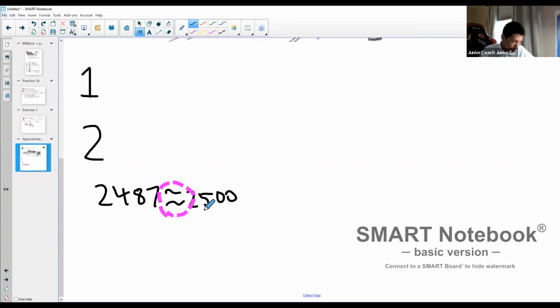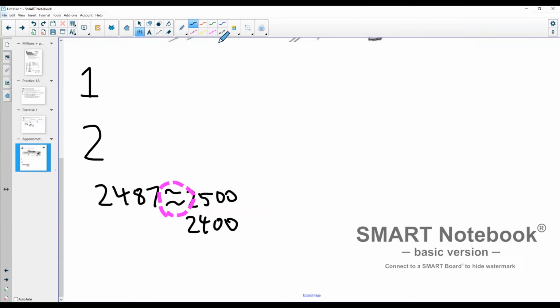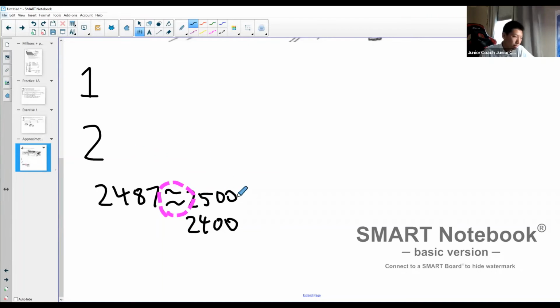And why 2,500? Why didn't we do 2,400? Can anyone tell me why we didn't do 2,400? You can unmute and tell me, because it'd be quite a lot of work to chat. Just unmute. Why are we using 2,500 and not 2,400? Because it's greater than 50. Yes, exactly.